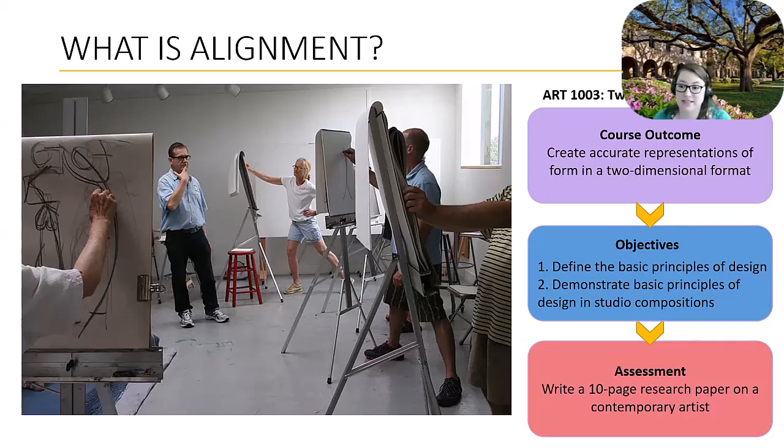Now, in defense of this teacher, a research paper is absolutely related to art because you're researching contemporary artists or even historical artists, and it could absolutely enhance the teaching of a course like this. But when we look at this assessment, which is writing a 10-page research paper, is that really satisfying the goal of creating a two-dimensional drawing of some type? It's not. So this is an example of misalignment.